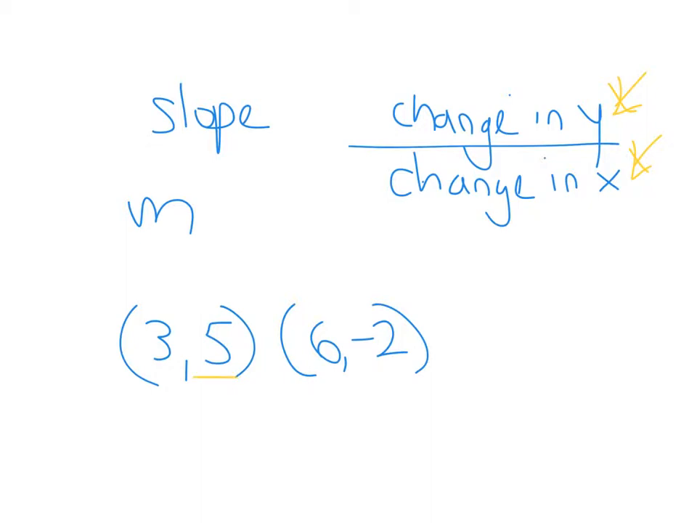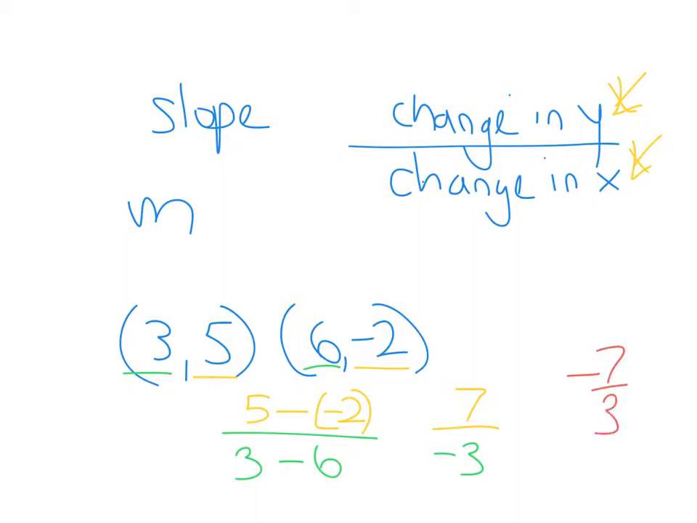I'm going to do 5 minus negative 2, and then I'm going to do 3 minus 6. Well, 5 minus negative 2 is going to get me to 7, because keep change. My 3 minus 6 is going to get me negative 3. So the final answer on the slope of the line that goes through these 2 points is going to be negative 7 over 3. It doesn't really matter where the negative goes, it's just negative 7/3.